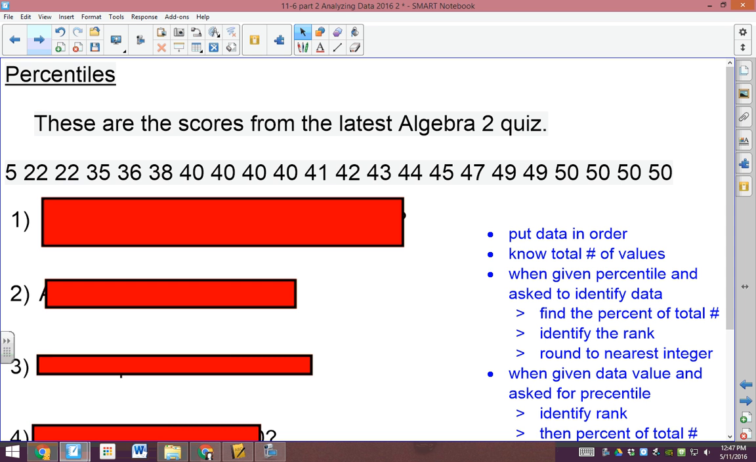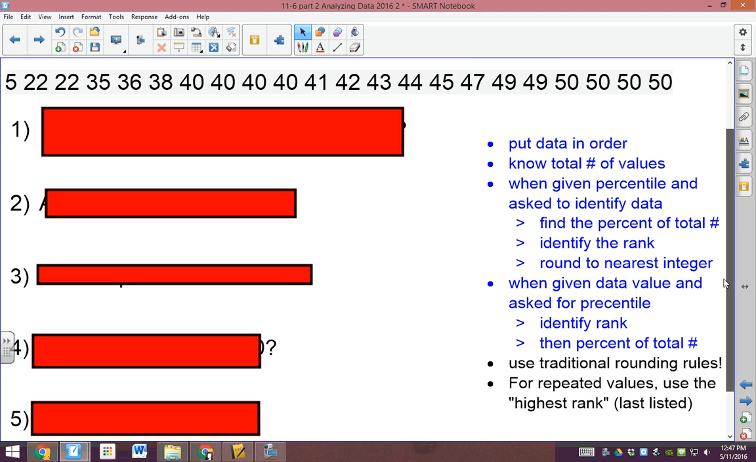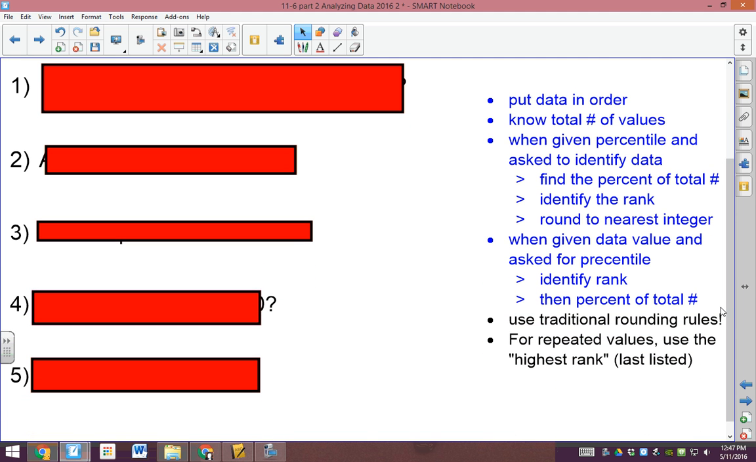So we have some quizzes. You guys should go ahead and write those down, and then we'll go through these steps. So you have to have the data in order. You have your stem and leaf, which would be helpful if they don't get given to you in order. You need to know how many total things are in your data set. I think we have 22 Algebra 2 quiz scores.